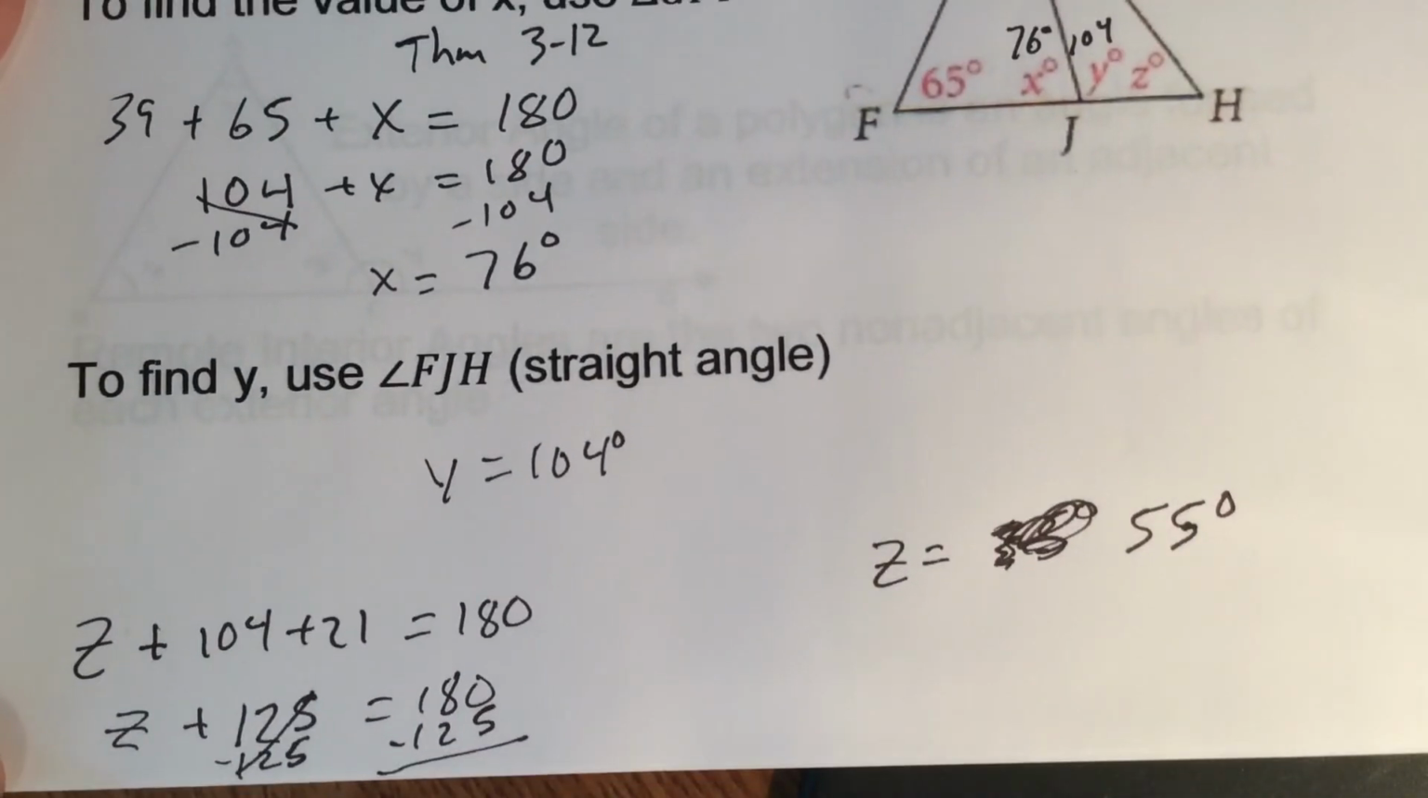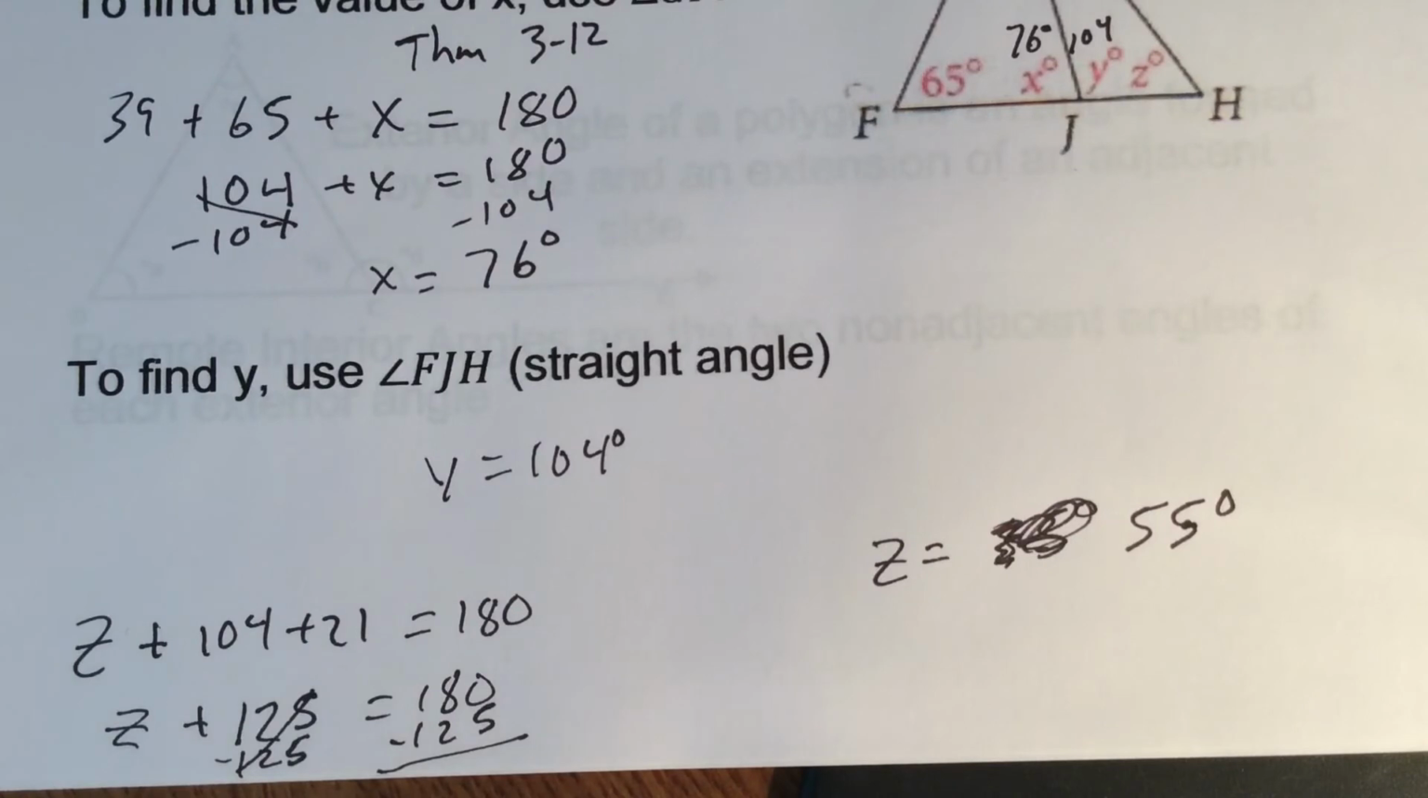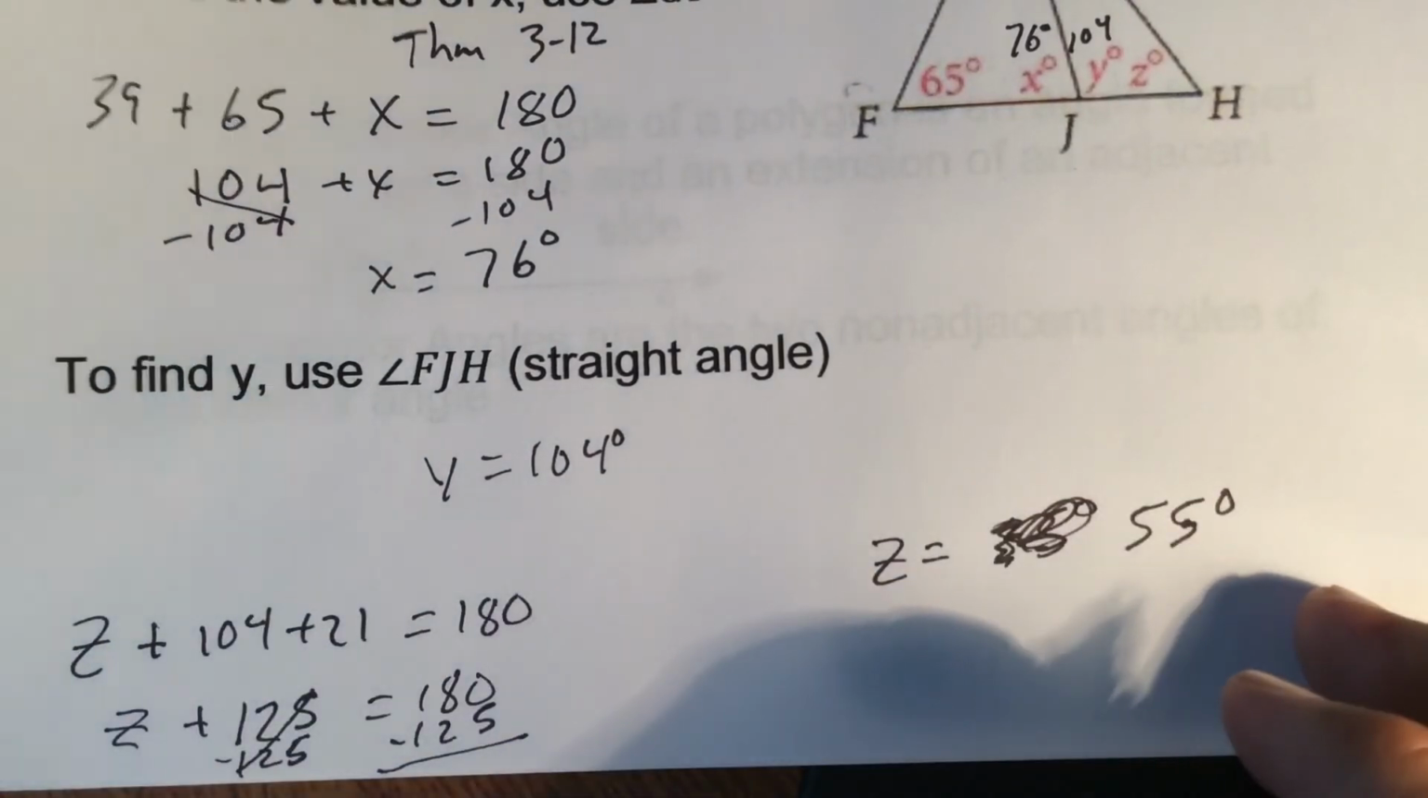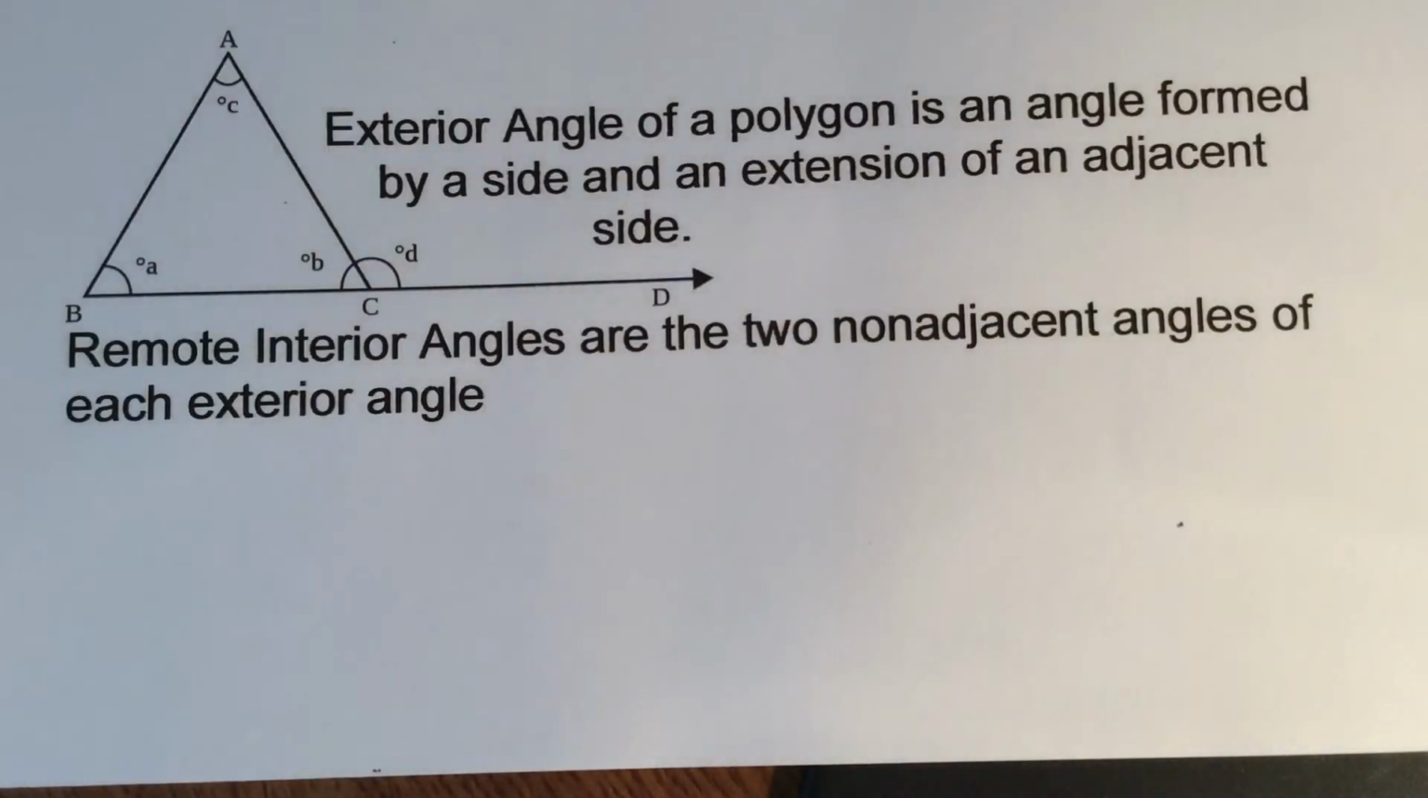And again, I cut all that off, and I'm sorry. So, interior angles of a triangle add together to be 180. You can use that to solve problems.